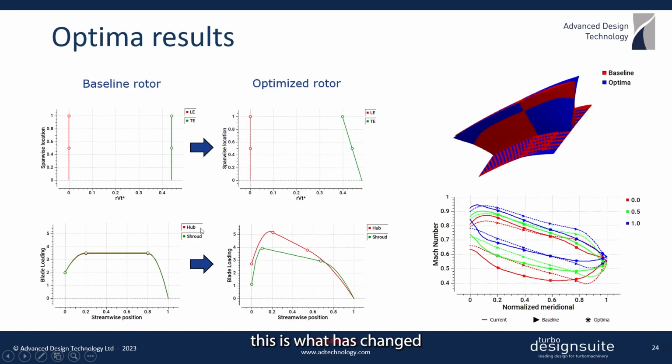And in fact, this is what has changed as a result of the optimization. So for the span-wise work distribution, you can see that compared to the baseline rotor, the optimizer has tried to reduce the work at the shroud in order to suppress the tip leakage. But since the mid-span work was kept as fixed, the hub work is automatically increased in order to maintain the same overall work as the baseline rotor.